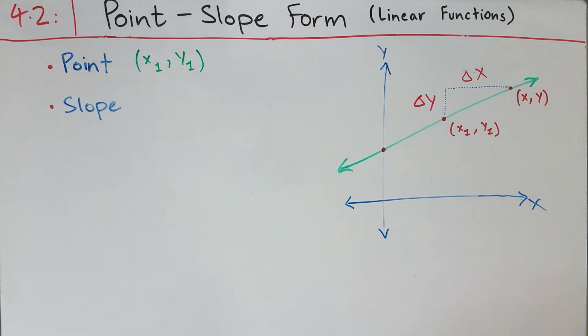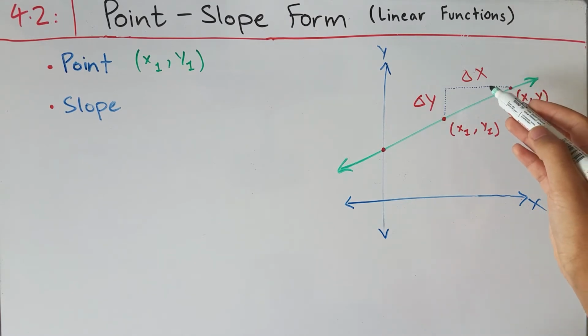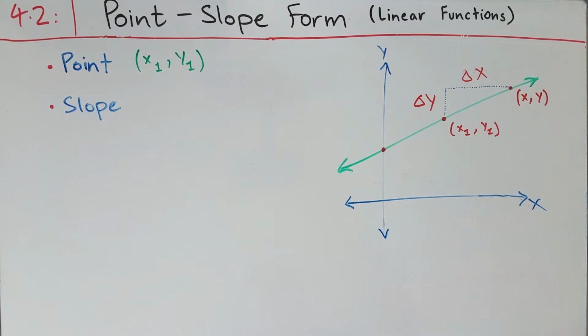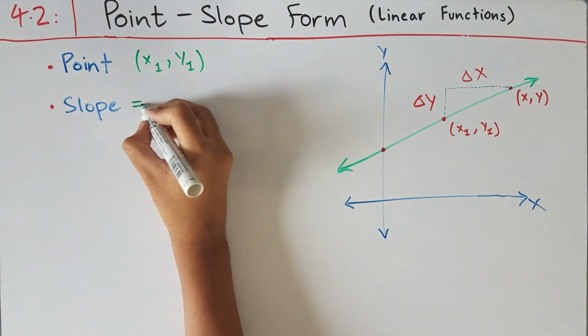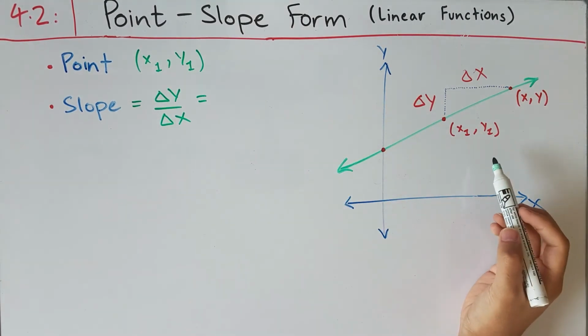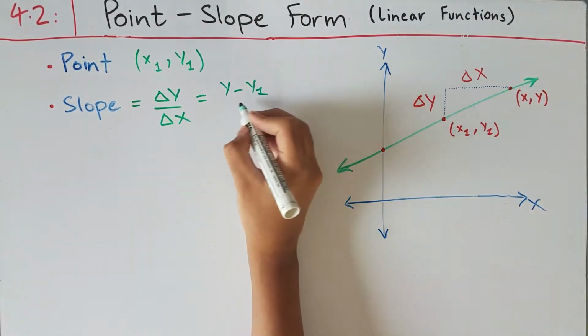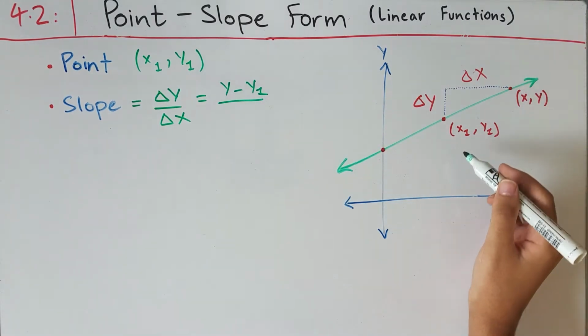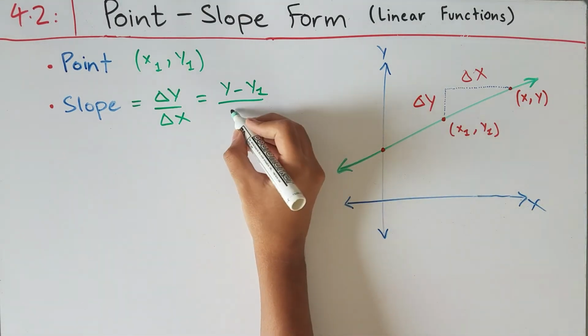And we know that we can find the slope of this line by taking the differences in the changes in x and the changes in y from those 2 points over here. So let's find the slope of this line that I have graphed. We know that the slope of any function is its change in y over the change in x, which would equal the change in y, which is y minus y1, over the change in x, which would be the difference between the x and the x1 over here. So we would get x minus x1.